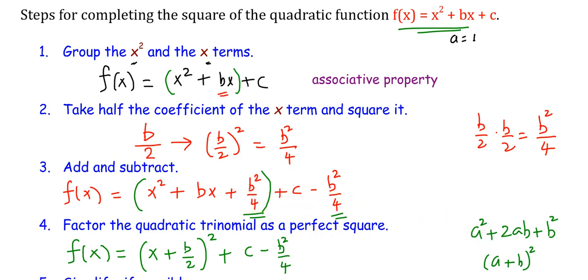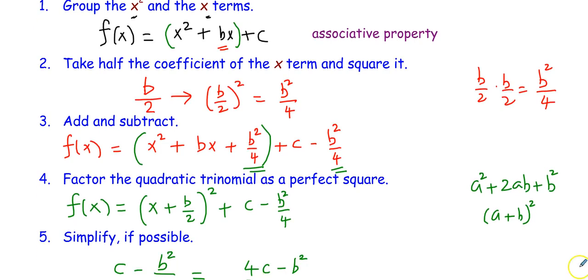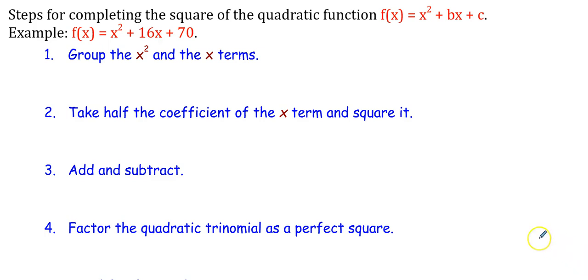And after that, making use of this perfect square trinomial, you got x plus b over 2 whole square plus c minus b square over 4. Right? And the 5th step, you can just simplify those 2 numbers, you can put them together. That's what it is. Now let us look at one numerical example for better understanding.